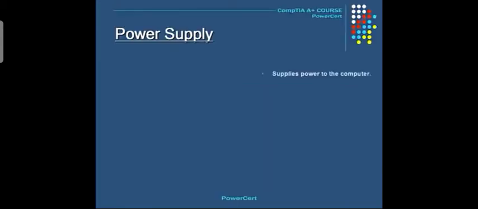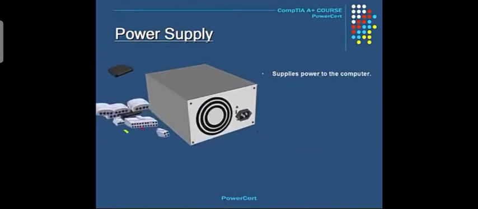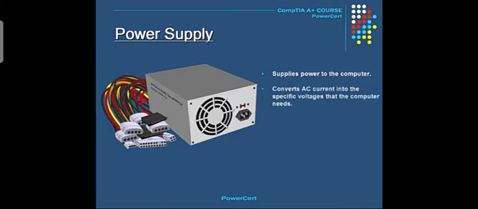The power supply is a device that supplies power to the computer. It's a square metal box with a bunch of wires emerging from one end. It fits inside the computer case and is usually located at the very top or the bottom of a standard tower case. The power supply converts 110-volt AC current into the specific voltages that the computer needs. The most common form factor that a power supply comes in is ATX.